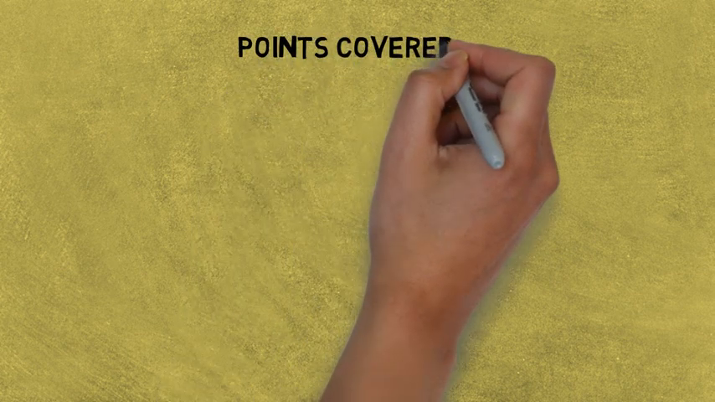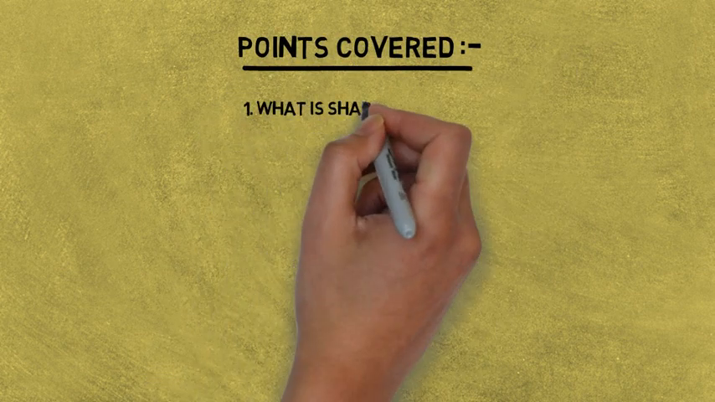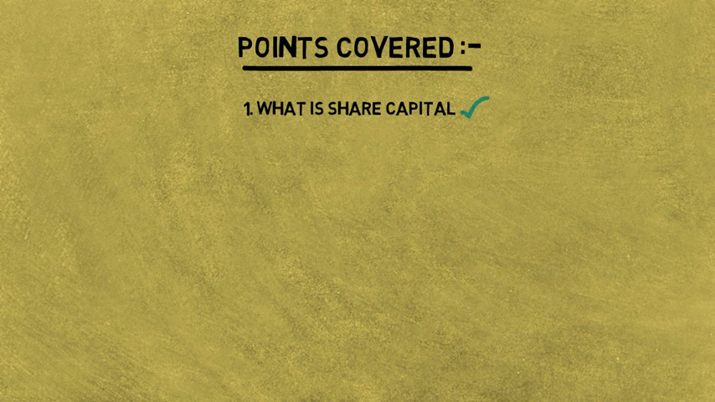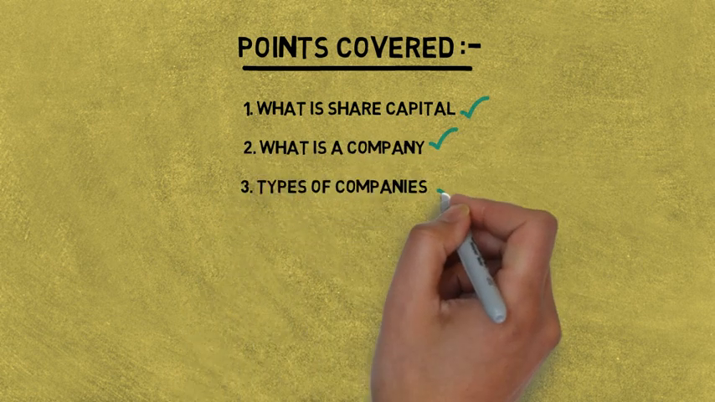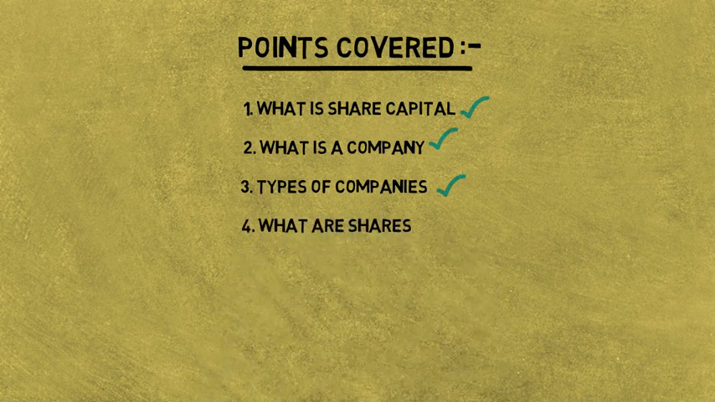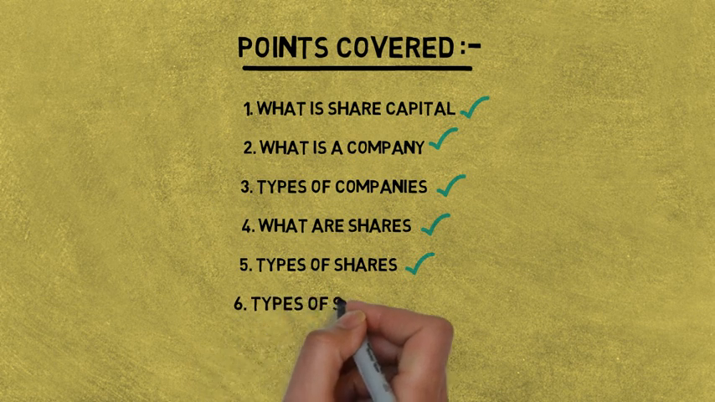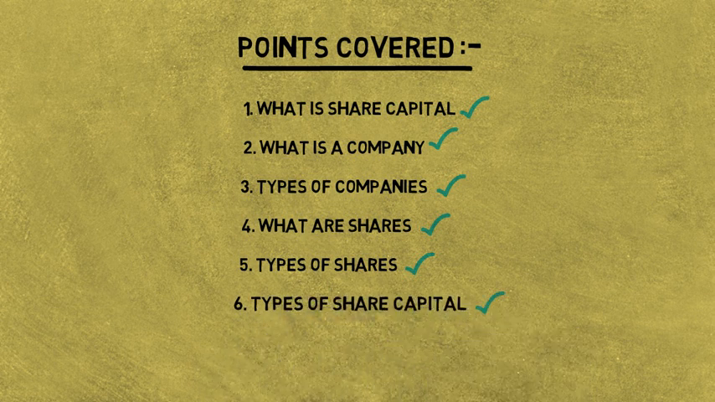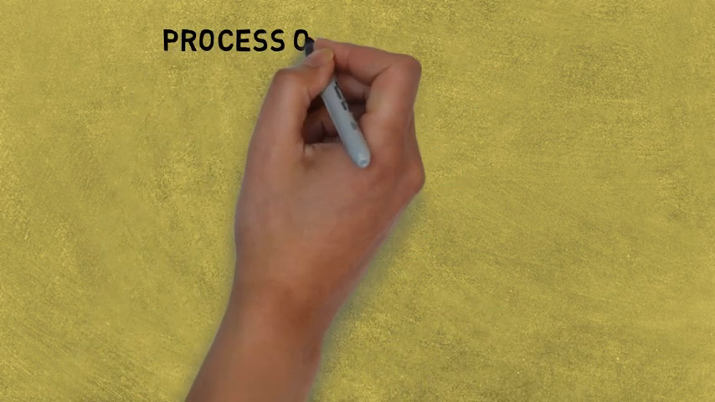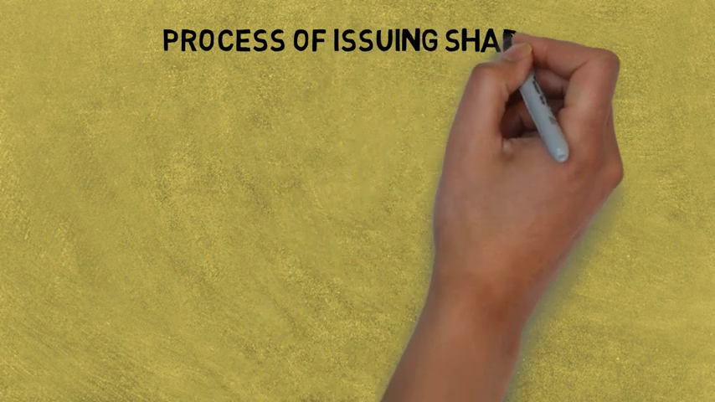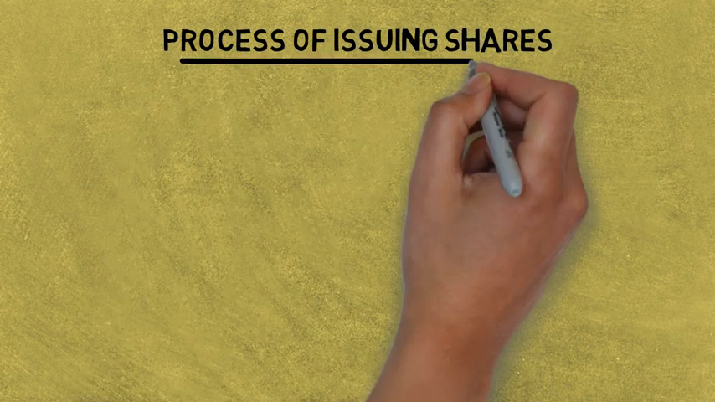In the previous video, we have covered the following basic topics of the chapter that are what is share capital, what is a company, types of companies, shares, types of shares and types of share capital. Now further we will see how a company initiates the process of issuing shares.